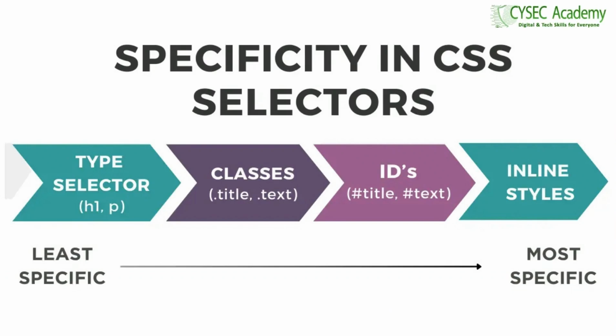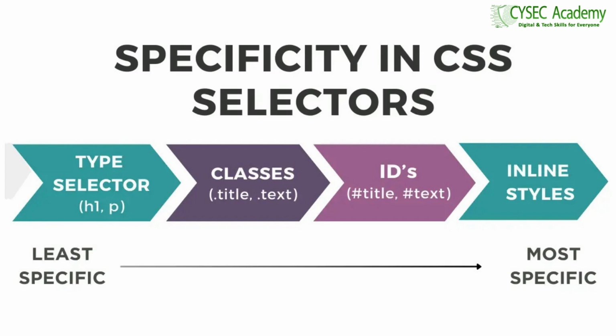CSS Selectors and Specificity. As we dive deeper into CSS, it's crucial to understand selectors and specificity, two fundamental concepts that determine how styles are applied to HTML elements. CSS selectors allow developers to target specific HTML elements and apply styling, while specificity determines which style takes precedence when multiple styles are applied to the same element.